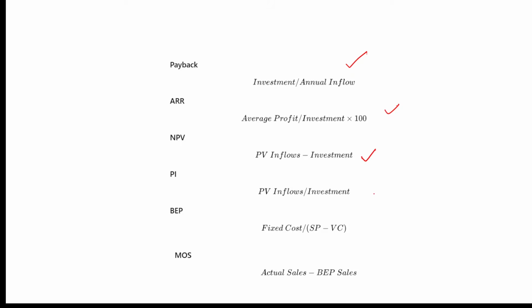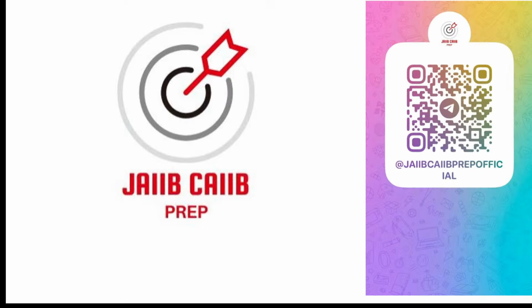PI is present value of inflow divided by investment. BEP is fixed cost upon contribution, right? This is in units. For margin of safety, it will be actual sales minus BEP sales.